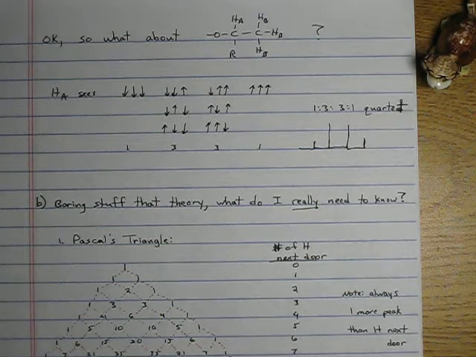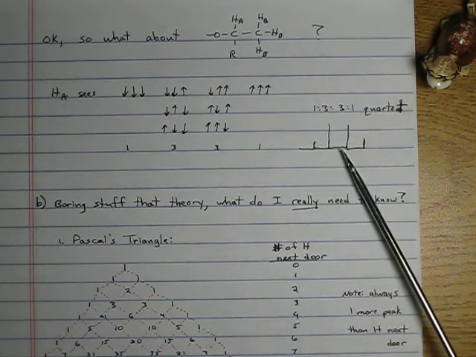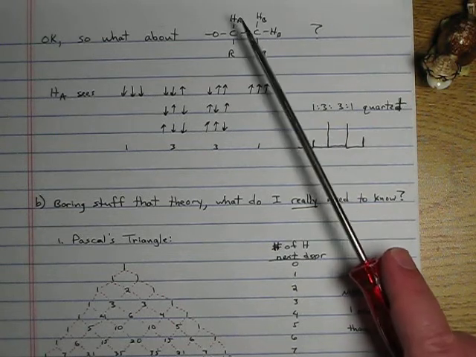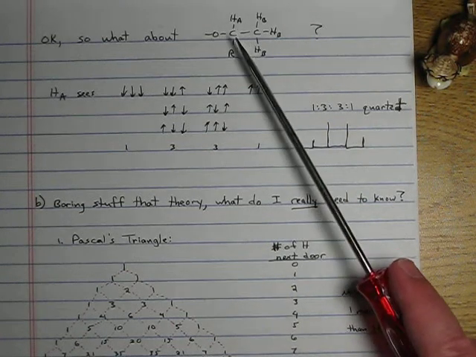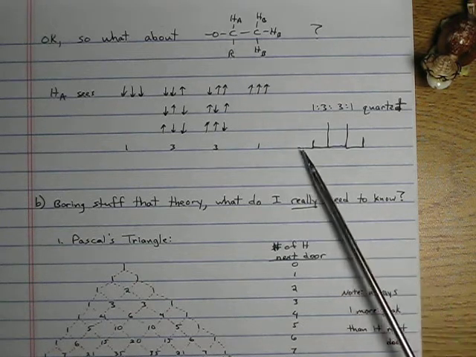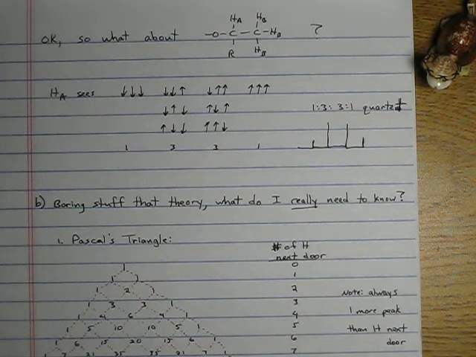Note, the 3 HBs cause our 1 to 3 to 3 to 1 quartet, but they cause it for HA's resonance. Recall HA occurred at 4 ppm, so this 1 to 3 to 3 to 1 quartet occurs at 4 ppm. And since there's only one HA proton, it will integrate to 1. It'll be a 1 to 3 to 3 to 1 quartet that all together integrates to 1.